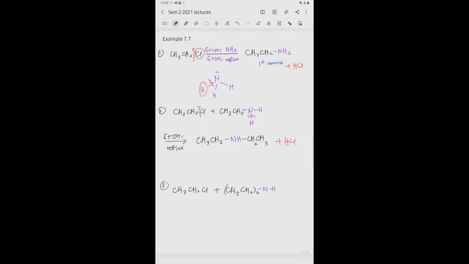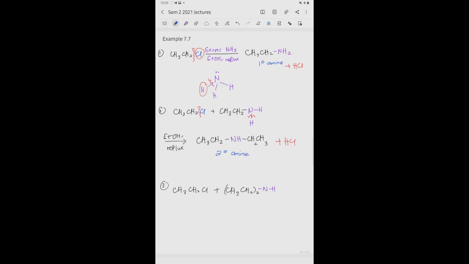For amine, the classification depends on the number of carbon or alkyl groups attached to N. If only one alkyl group is attached to N, we classify it as primary amine. In the second example, we have two alkyl groups attached to N. Therefore, we can classify it as secondary amine. So this is actually the preparation of amine.